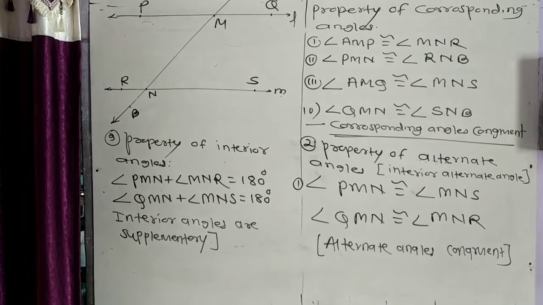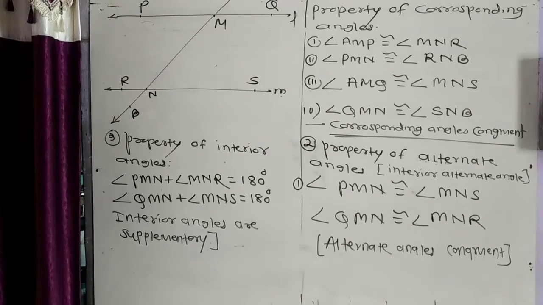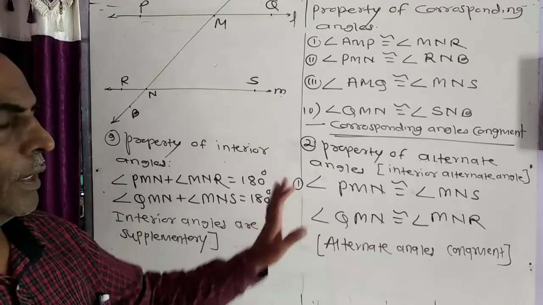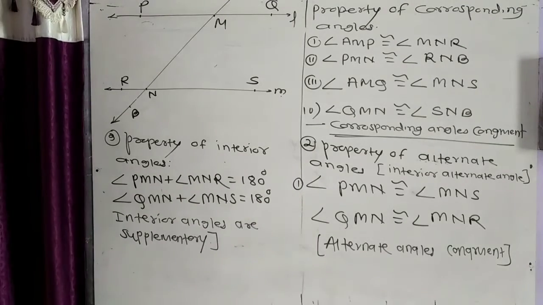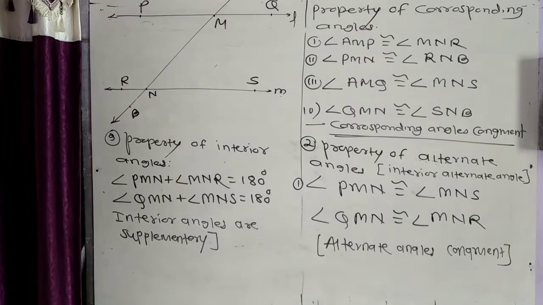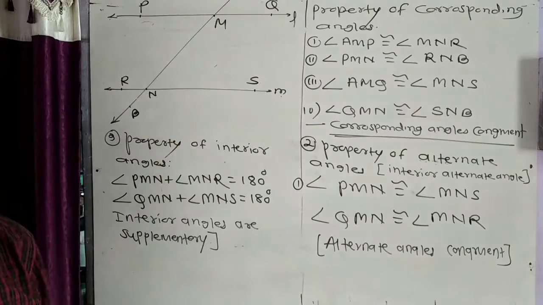Now the next topic is the property of the corresponding angles. Now we discuss that when two lines are intersected by a transversal, then four pairs of corresponding angles are formed, two pairs of alternate angles are formed, and two pairs of interior angles are formed. So suppose we consider PQ is the first line and RS is the second line.